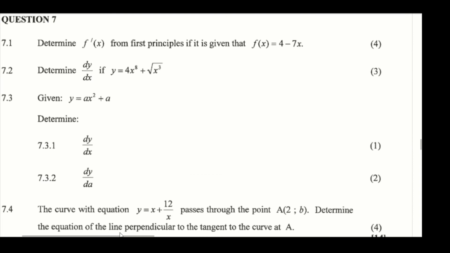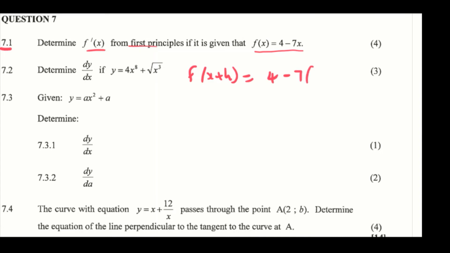So question 7. Question 7.1, we are asked to find the derivative of f of x using first principles, given f of x equals 4 minus 7x, right? So to find f of x plus h, we will substitute into the 4 minus 7x. Where there's x, we put x plus h, right? And you can just leave it like this for now. We'll solve it later. Later is now.